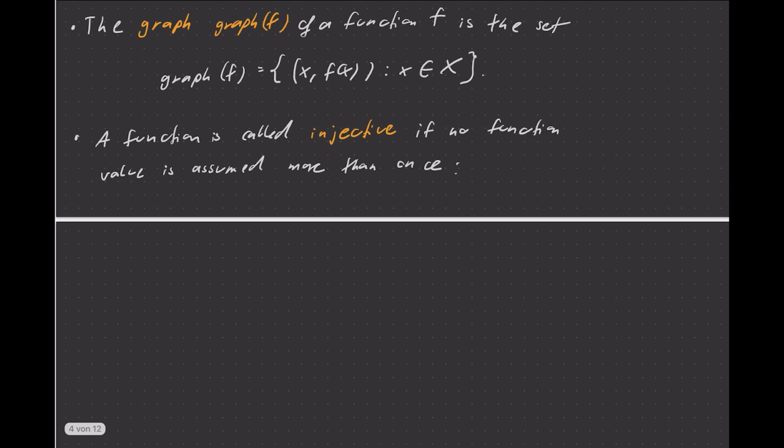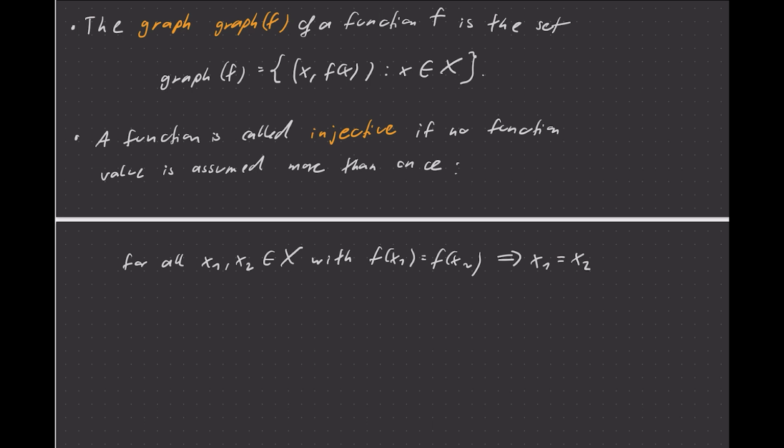Or more formally, for all possible inputs x1, x2 in the domain with f of x1 equals f of x2. Well, two inputs, x1, x2, and they have the same function value. Now, if no function value is assumed more than once, the only way this can happen is that actually we use the same input. x1 must be equal to x2. So this implies x1 is equal to x2.